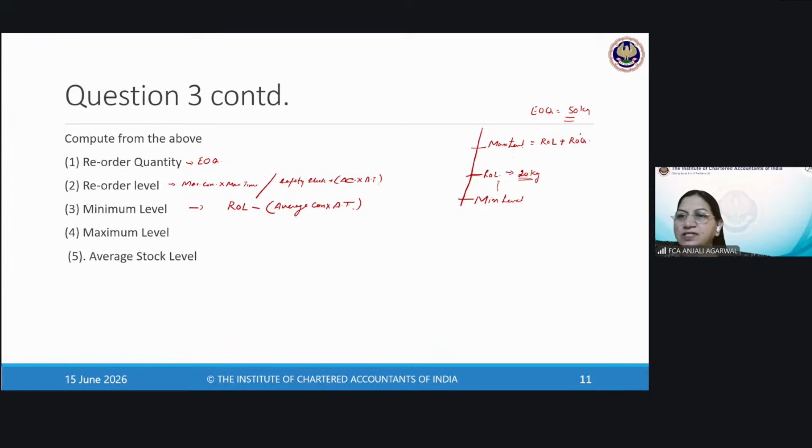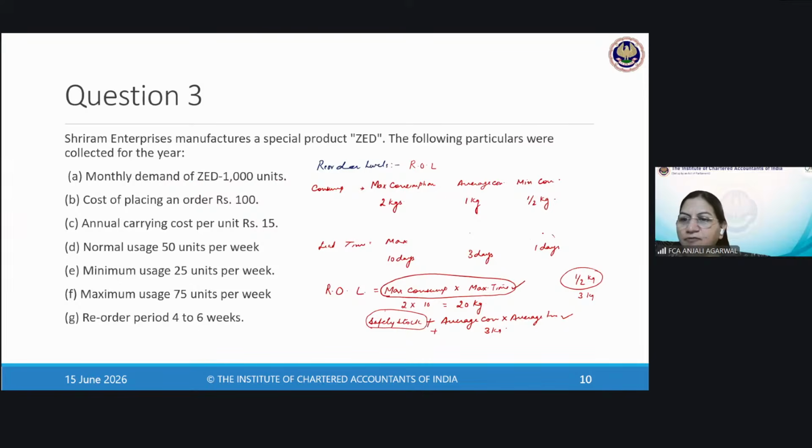20 plus 50, 70. So maximum level is reorder level plus reorder quantity, but it will be 70 only when you just placed an order and you received it immediately. But it will not happen, so you will not receive immediately. It's going to take a minimum of 1 day, and in this period also minimum something you will consume.